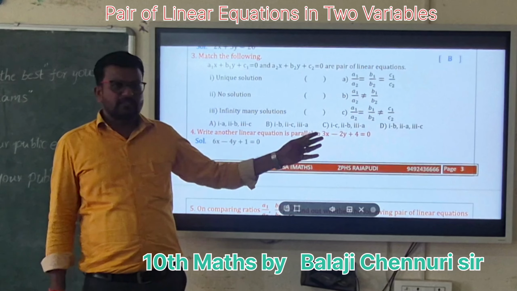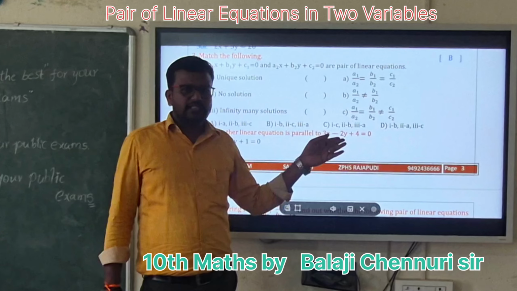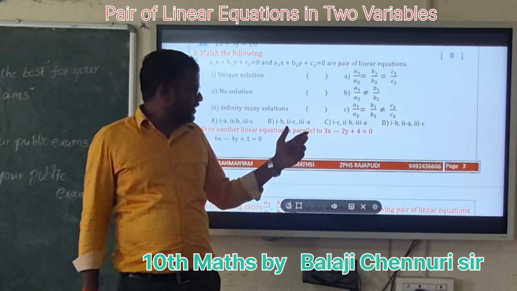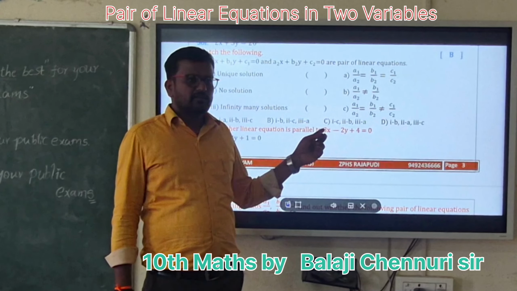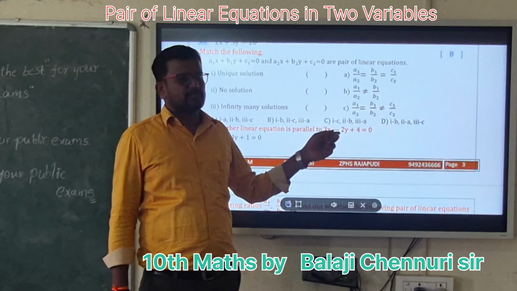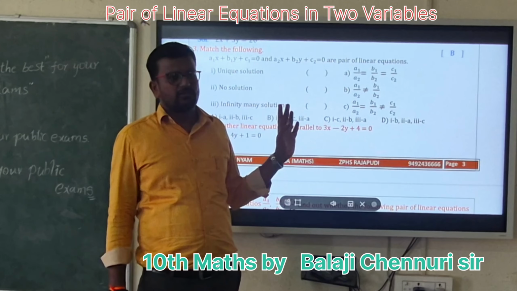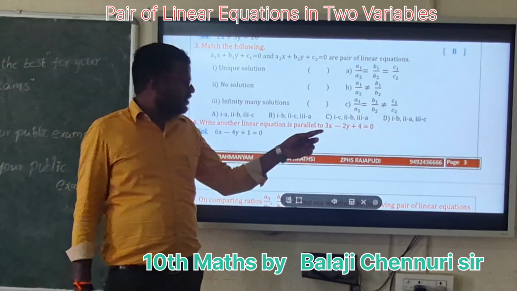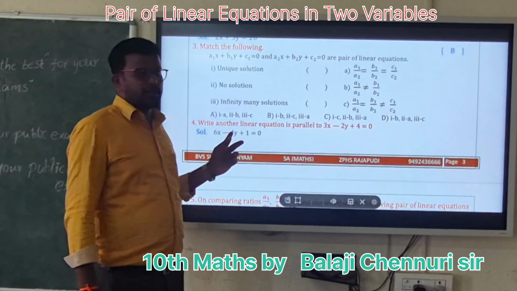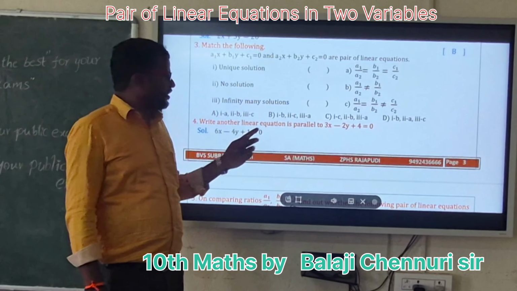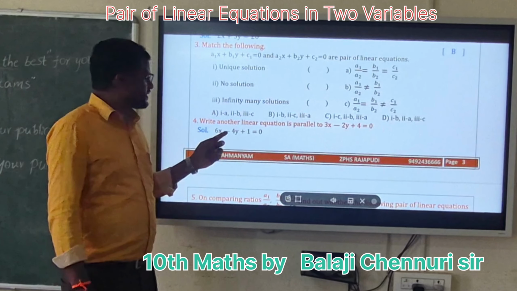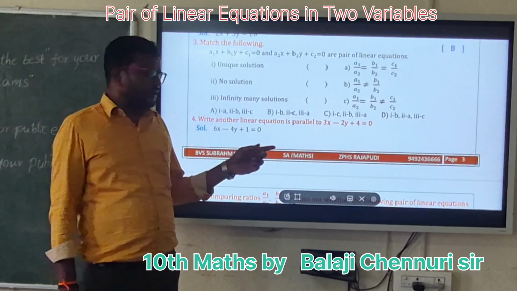Otherwise you may write 6x - 4y + 1, multiplying by 2. If I multiply by 6, I get 18x - 12y + 4 = 0. Don't multiply the same number with the constant also. Multiply only the x coefficient and y coefficient, and you may write any number in place of c. Okay, 6x - 4y + 1. Have you understood?